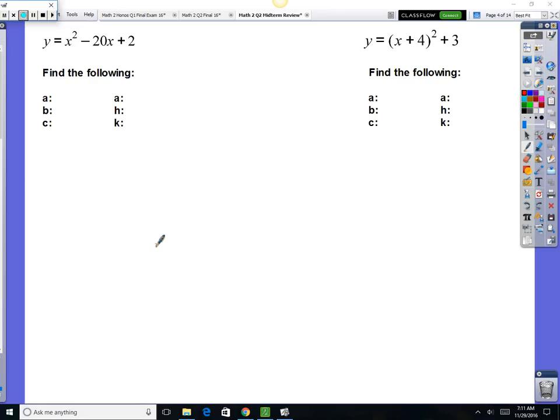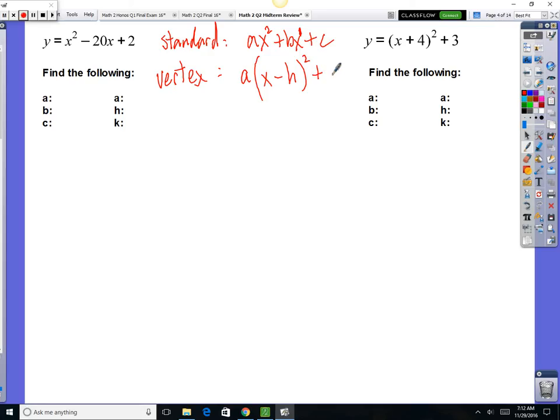Okay, find ABC, AHK. So these two forms are a big deal. One of them is called standard. Standard is ABC. If we put it in standard form, we arrange our pieces: the square first, then the linear, then the numbers. Vertex. Vertex is awesome for graphing. In both cases, A is kind of the same. A affects your slope and your orientation. X minus H squared plus K.